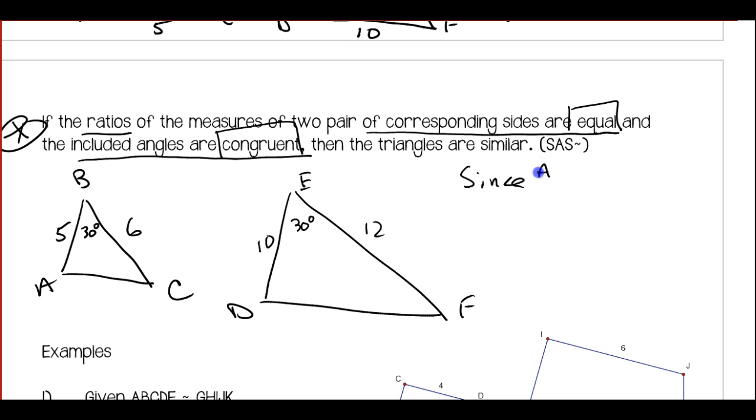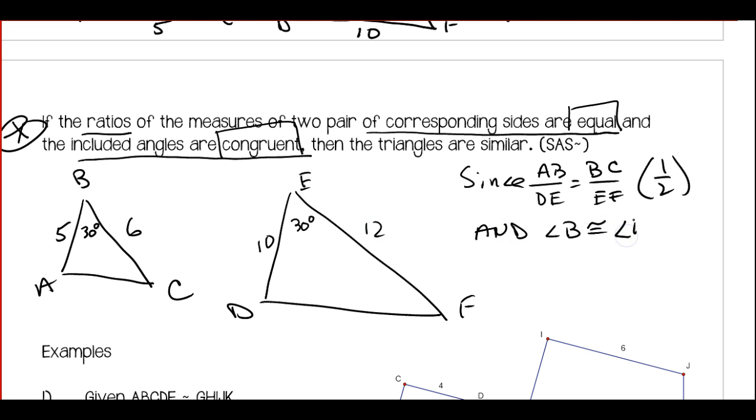Since AB to DE is equal to BC to EF, and they're both 1 to 2, so 5 to 10 is 1 to 2, and 6 to 12 is 1 to 2. And angle B is congruent to angle E. The triangles are similar by side angle side similarity. So those are our three methods.